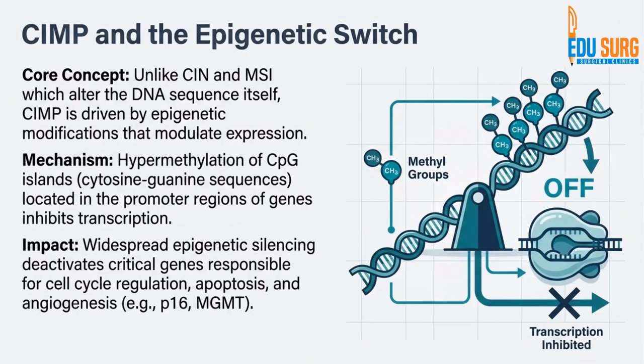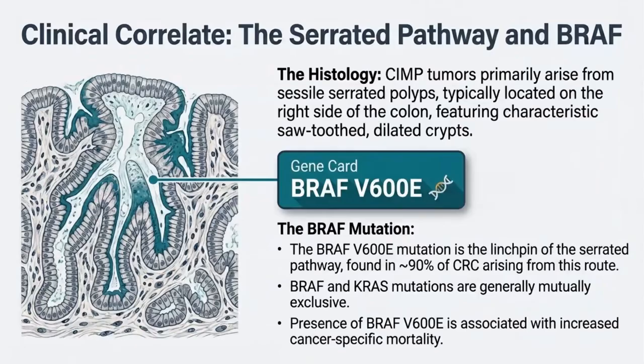Now we come to the CIMP pathway, which is the epigenetic modification that modulates expression. So hypermethylation of CpG islands located in the promoter regions of genes inhibits transcription. Because of this, there is widespread epigenetic silencing, which deactivates important genes responsible for cell cycle regulation, apoptosis, and angiogenesis, such as P16 and MGMT. And because of this, there are epigenetic modifications that can result in cancer.